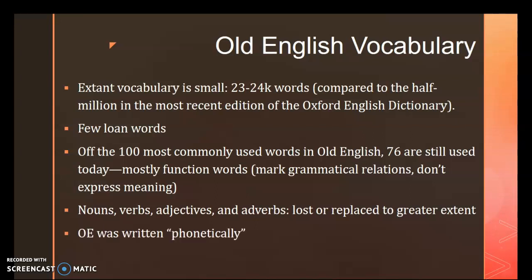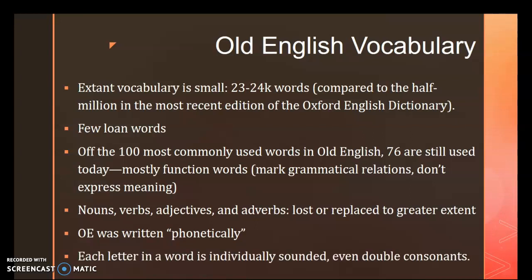Okay, Old English itself was typically written phonetically until the rise of West Saxon, when something approaching a standard sort of emerged in scribal training. In Old English, each letter, which is weird, was individually sounded, even double consonants.